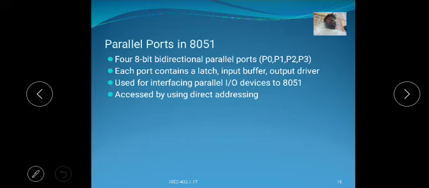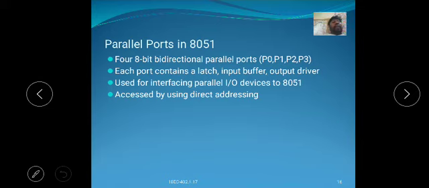Parallel ports in 8051. The four 8-bit bidirectional parallel ports P0, P1, P2, P3. Each port contains a latch, input buffer, output driver.